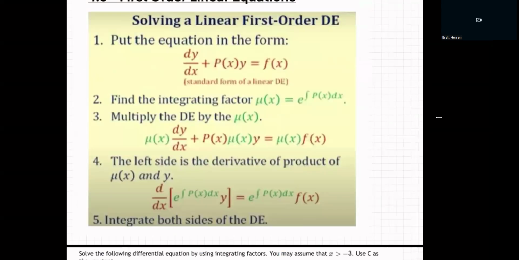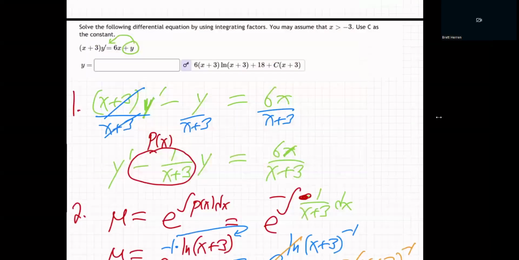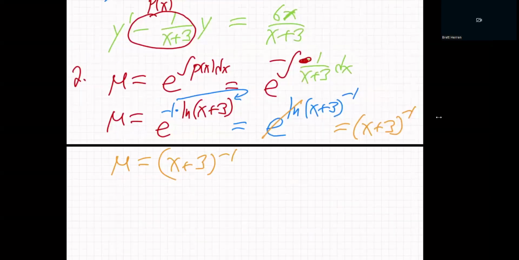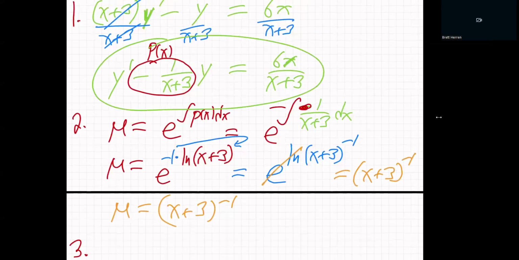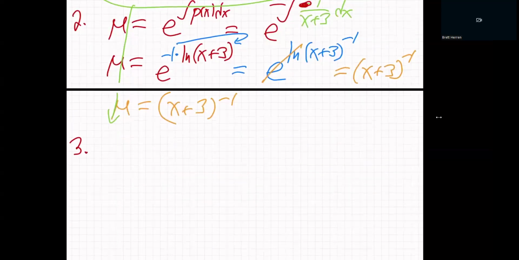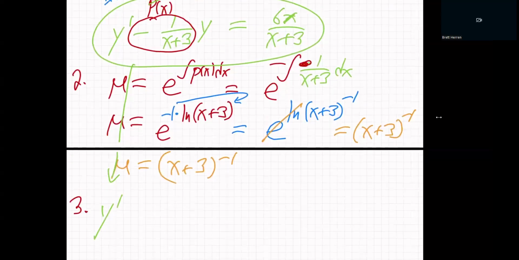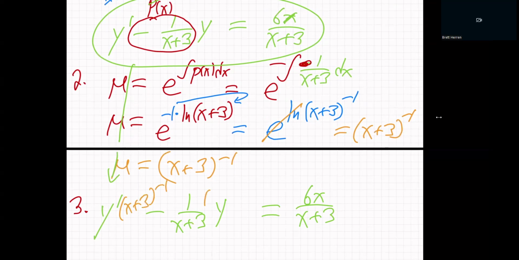Okay, that's step two. Step three is multiply the differential equation by that mu, first, second, third terms, all by mu. Okay, let's do that. So step three. Here's the differential equation when we got stuff alone. Let's bring that on down here. So we're going to say y prime minus 1 over x plus 3 times y equals 6x over x plus 3. And I'm going to multiply all these by x plus 3 to the minus 1.